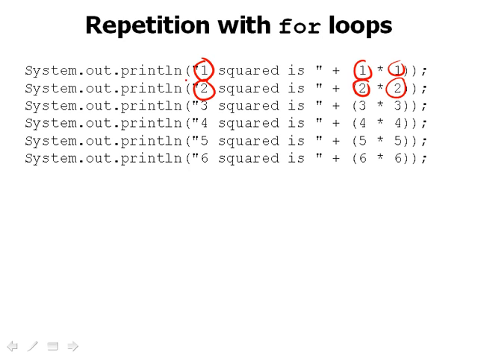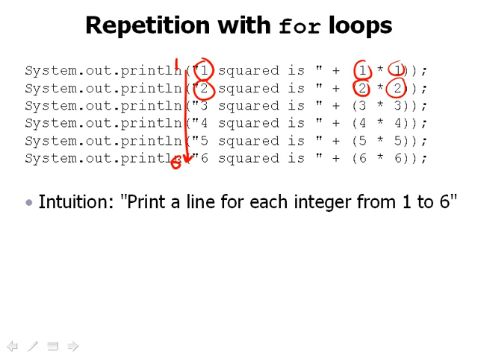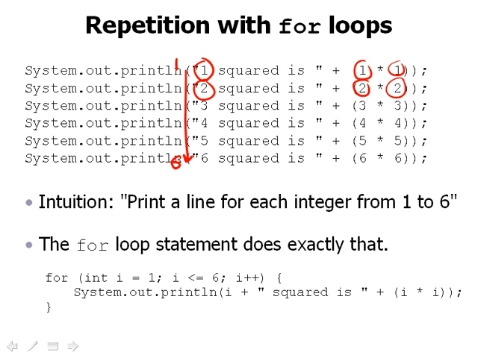The other thing that you notice is that the sequence of numbers that we're processing has a particular property. It sort of goes from 1 to 6. It's a range of numbers. So when we have lines like this that are very similar, that operate over a range of numbers, the intuition is we'd like to say, please print one of these lines for each of the integers from 1 through 6 inclusive. Well, it turns out that Java has a statement that's just built exactly for this sort of thing. It's called a for loop statement. A for loop statement represents a repetition over a range of values, generally a range of numbers.